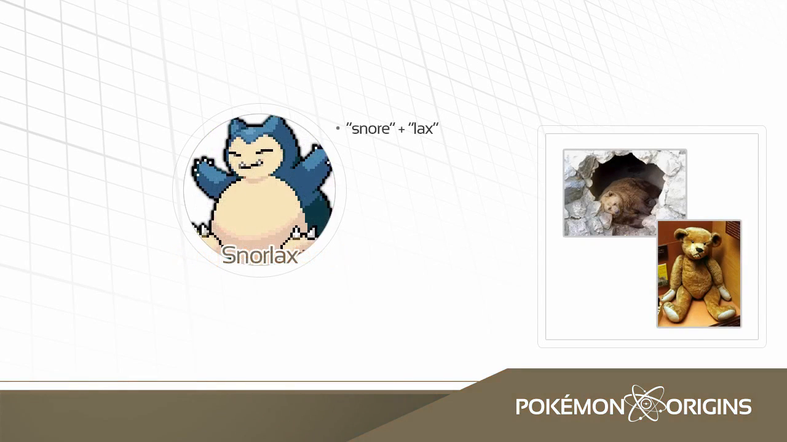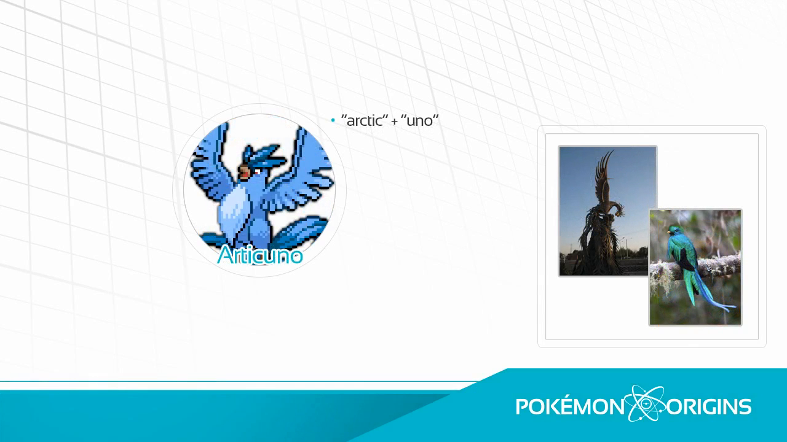Then we have Snorlax. In terms of its naming, obviously a combination of snore and lax, meaning slow and lazy. But the design basis is obviously a bear of sorts, particularly a hibernating bear since it doesn't do much, or a teddy bear, and obviously links into food comas because it can eat a lot and go to sleep for a very long time. Then we have Articuno, one of the legendaries of course.